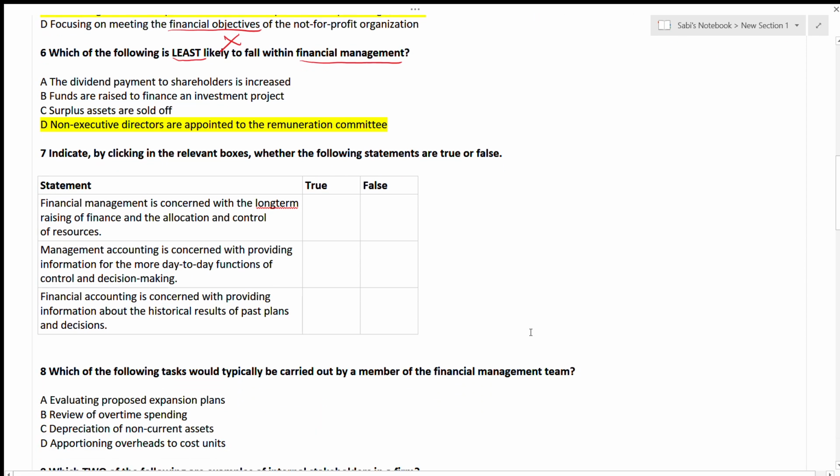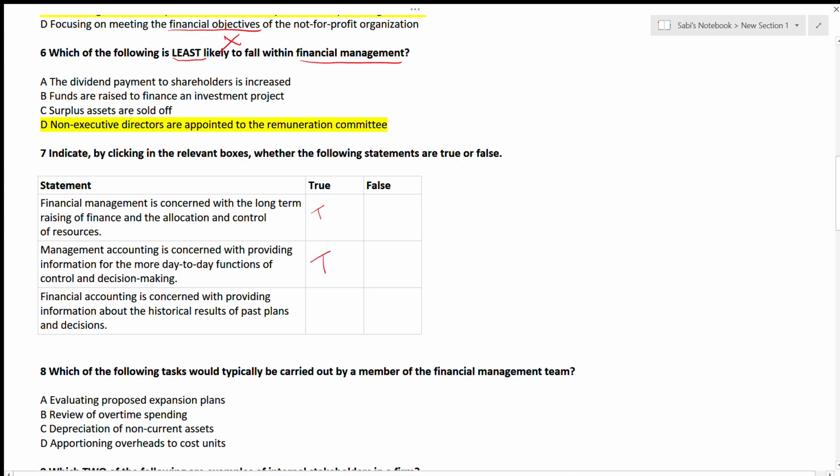7. Right? Indicate by clicking in the relevant box whether following statements are true or false. So, okay, financial management is concerned with long-term raising of finance and allocation of control of resources. It's true. Okay. Management accountant is concerned with providing information for more day-to-day function of control and decision making. It is again true. You should know all this.